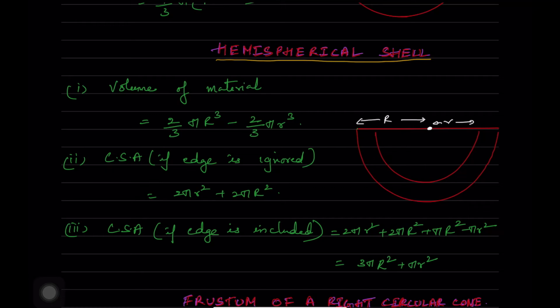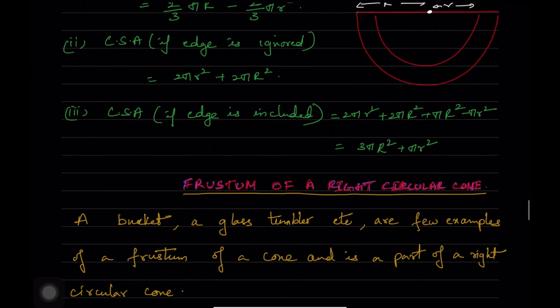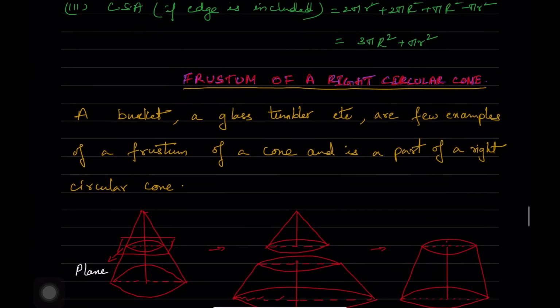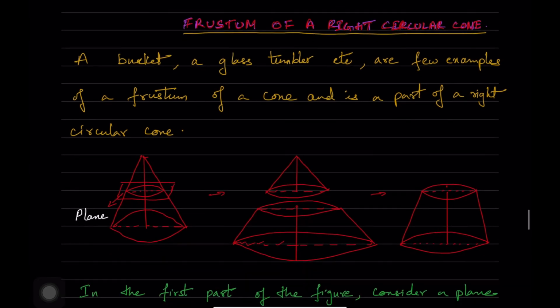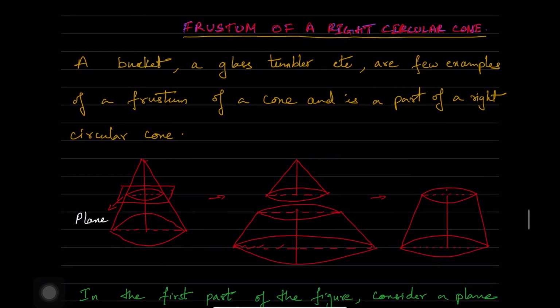CSA, if the edge is ignored, is nothing but equal to 2 pi r square plus 2 pi capital R square. Now CSA, if the edge is included, it is equal to 2 pi r square plus 2 pi capital R square plus pi capital R square minus pi r square, which is equal to 3 pi capital R square plus pi r square. Now next we have what is the frustum of a right circular cone.